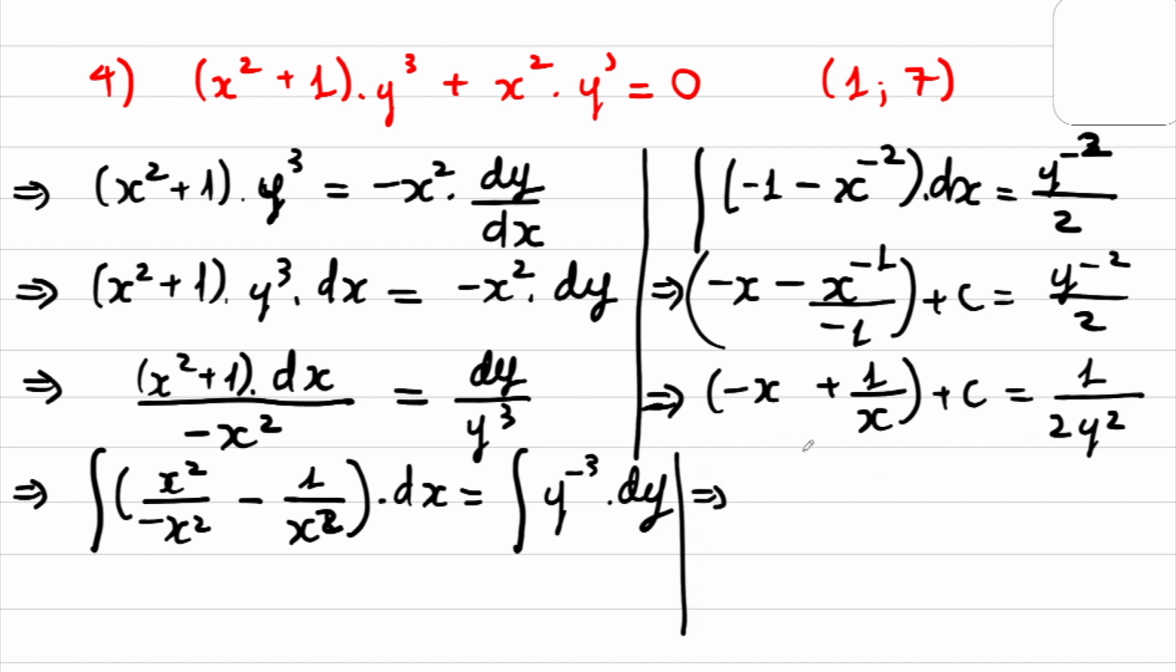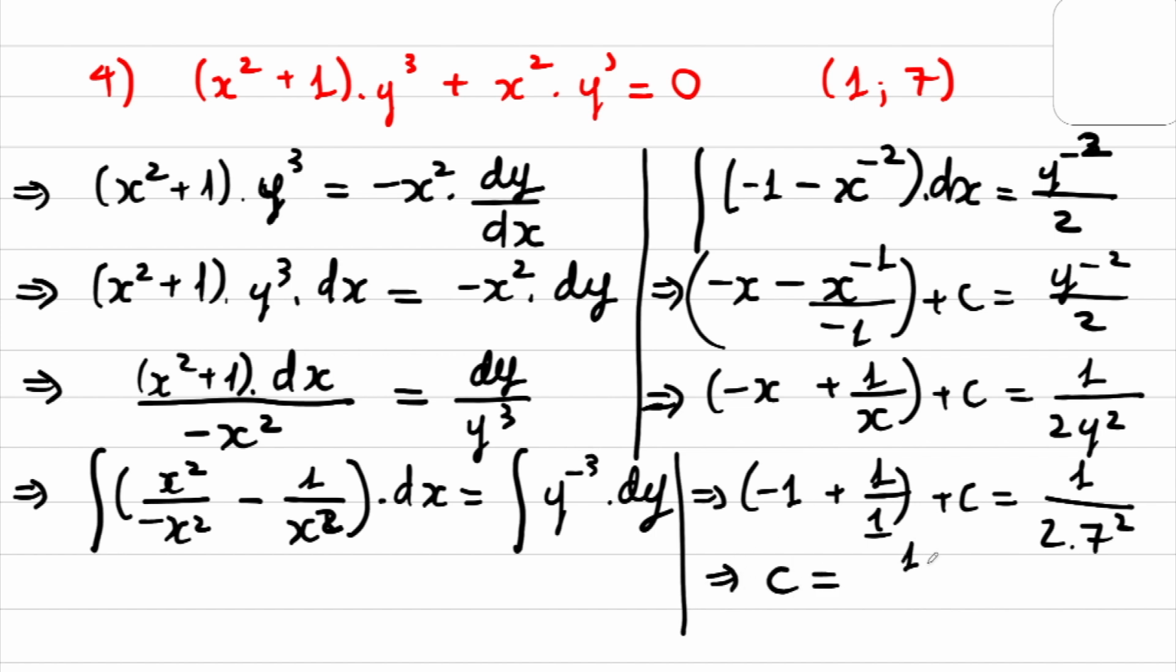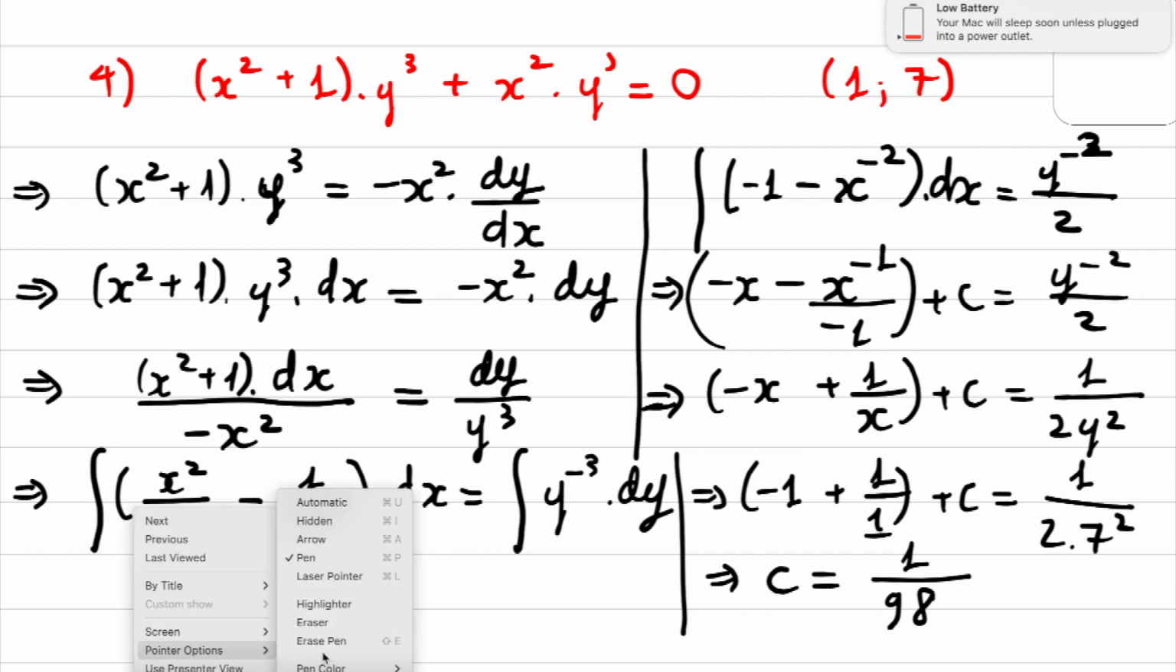Okay, so from this step, I can substitute the values of x and y here. For x you get minus 1 plus 1 over 1 plus c. The other side is 1 over 2 multiply 7 squared. This bracket equals 0. So c will be 1 over 98, because 7 squared is 49, and then multiply by 2, you get 1 over 98. And what is the final answer for this question?